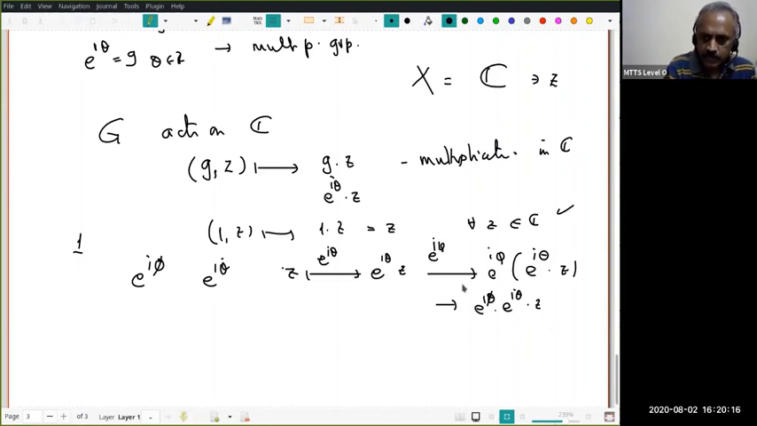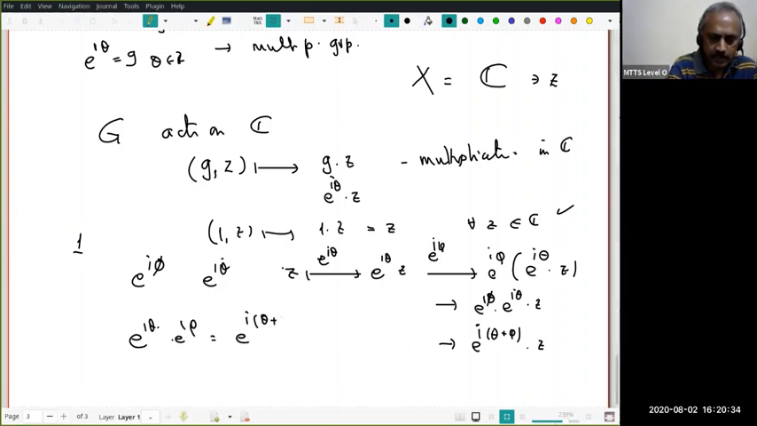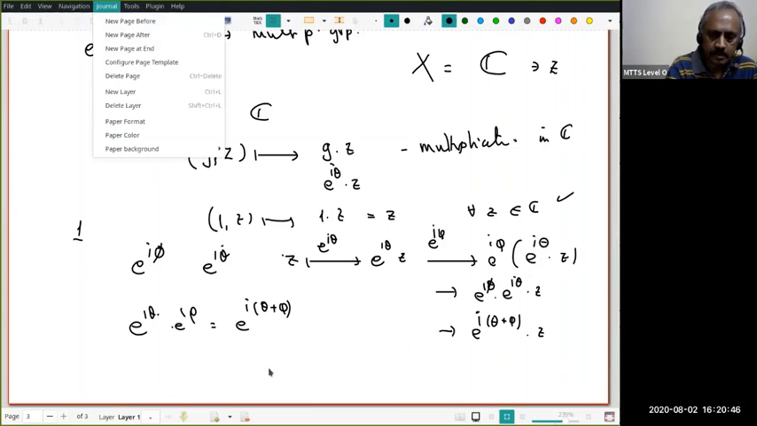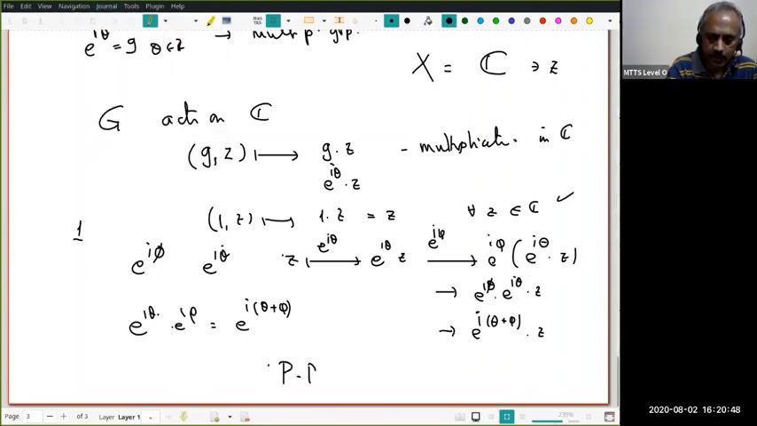I'm sure all of you know complex number multiplication. This is the same as e power i (theta plus phi), or (phi plus theta), times z. Because if I have e power i theta and e power i phi, what is the multiplication of these two complex numbers? e power i (theta plus phi). Do all of you agree with that? Therefore, this is a group action. Therefore, the circle group acts on C. Pause, review, proceed.